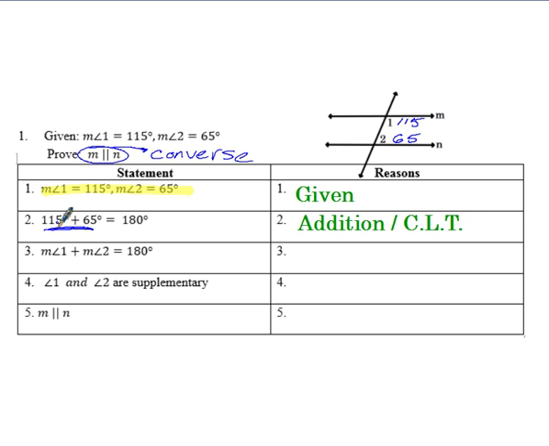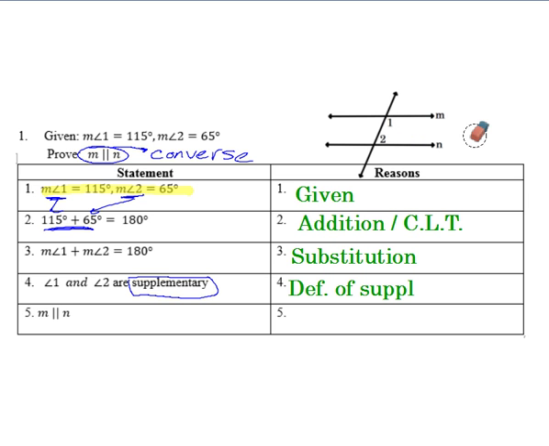So now, if I have 115 plus 65 equals 180, and I know that angle 1 is equal to 115 and angle 2 is equal to 65, I can do a substitution and say that angle 1 plus angle 2 equals 180, and that's a substitution. And now if I know that these two things add up to equal 180, I can say that they are supplementary. Here's a vocab word. So that's the definition of supplementary. So now the last step is, how am I able to prove that those lines are parallel?